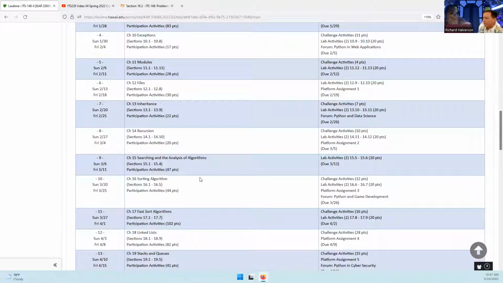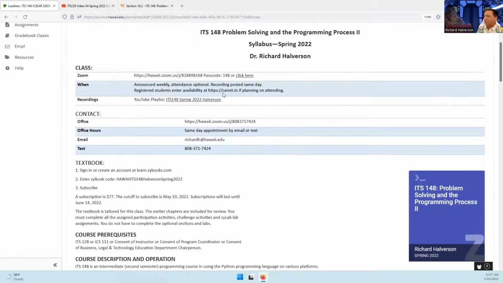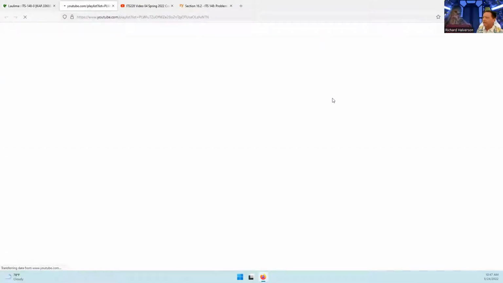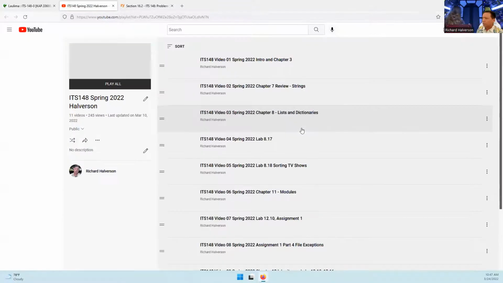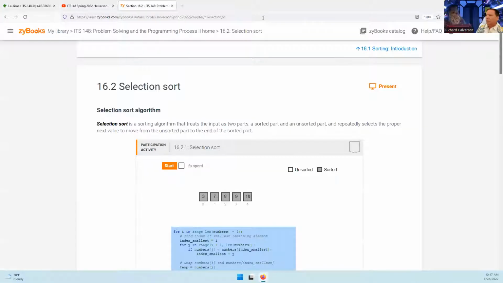So, sorting. Did I talk about searching? I can't remember. I better check. I don't want to skip searching. I was going to talk about sorting today, but let's see how far I got last time. I didn't talk about searching. Okay, well, let me talk about searching first.